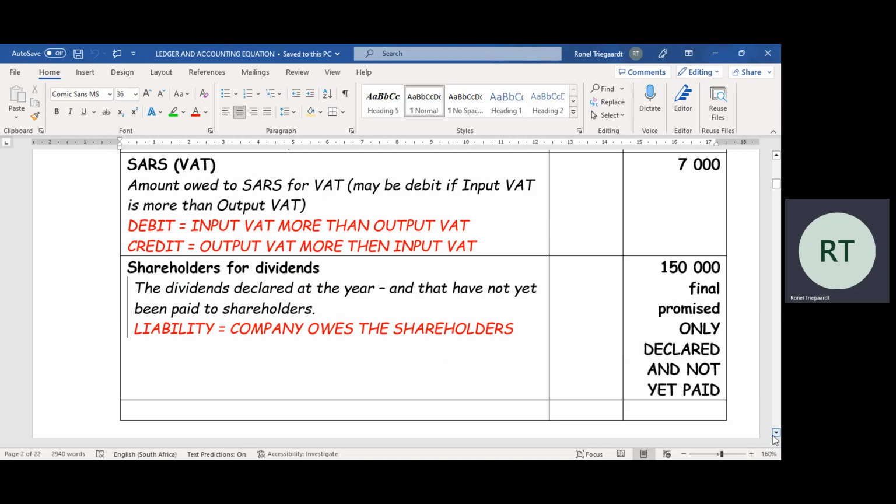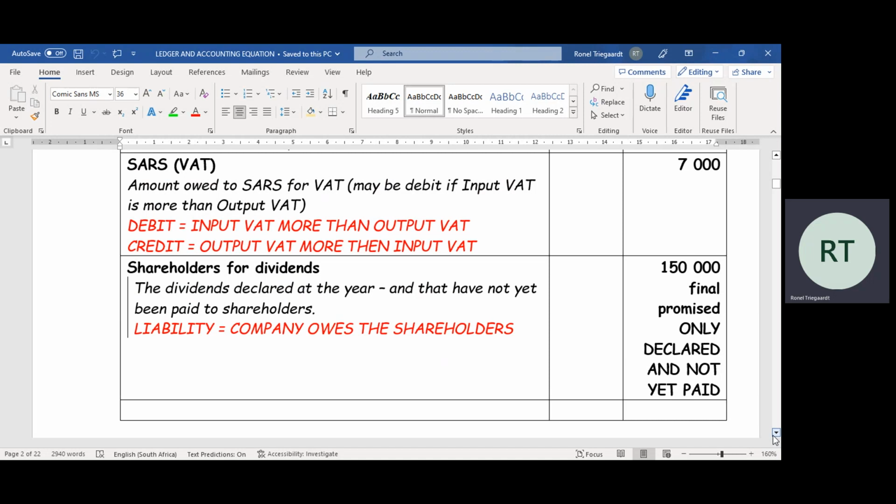So, listen to me, at the AGM, by die AJV, onthou AJV staan vir algemene jaarvergadering, at the AGM, 30 cents is the total dividends for the year. That is what the CEO will propose. You are the shareholders, you can vote. Nou sê julle ja, 30 cent is reg. During the year, you all receive 10 cents per share. So what does the company owe you now? 20 cents per share. And that 20 cents per share is a debt that the company has. And that is the amount that would be in shareholders for dividends.